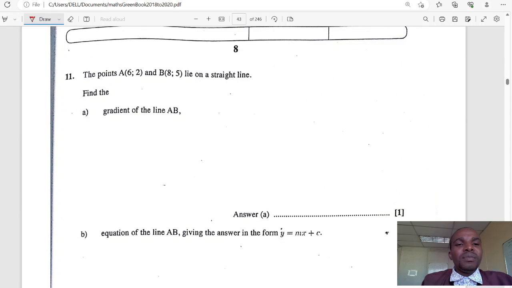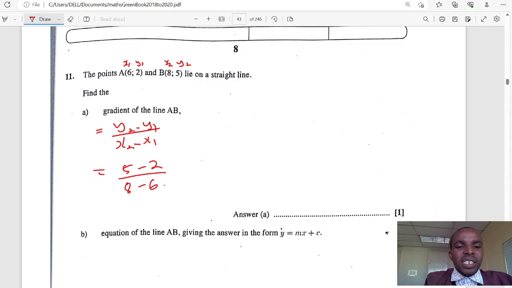Next, question number 11. The points A, 62 and B, 85 lie on a straight line. Find the gradient of AB. Gradient, you say, of a line that passes through 2 points. You label your items x1, y1, x2, y2. So gradient is equals to y2 minus y1. That's the formula over x2 minus x1, which is equals y2 is 5 minus y1 is 2 over x2 is 8 minus x1 minus 6, like this. So it will be 5 minus 2 is 3, 8 minus 6 is 2. So this will be the gradient 1.5.